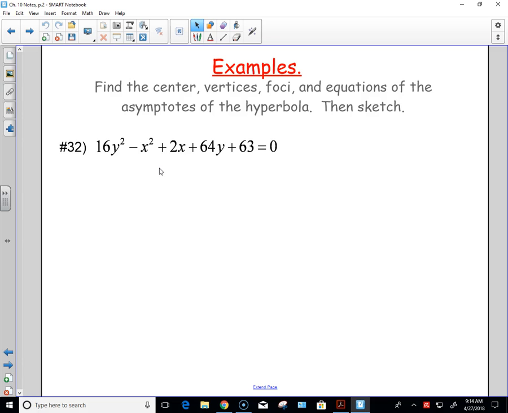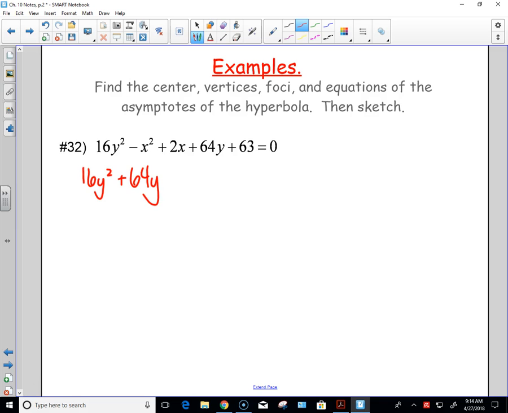Did anybody figure out this is a weird one? Where'd the one go? Did anybody figure out the one disappeared? Some of you didn't even get to the one disappearing. You're like, what one? Well, there's only one important one. That's okay, we'll see. 16y squared. If you didn't see the one disappear, you got lost somewhere along the way.